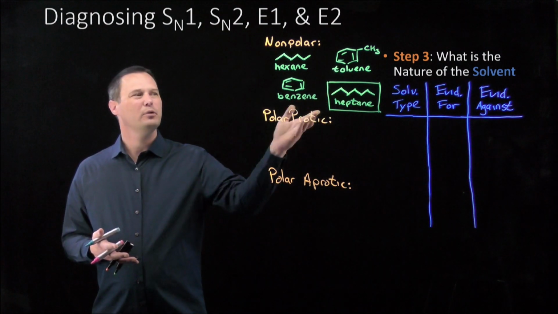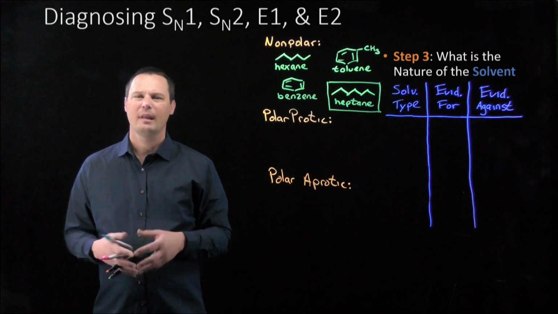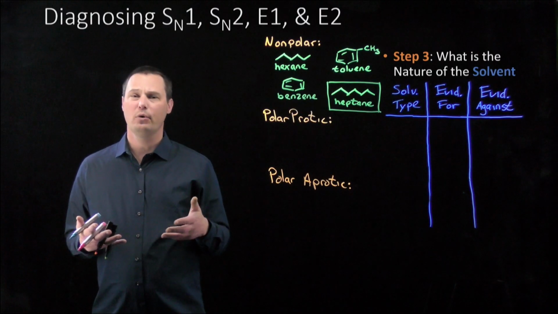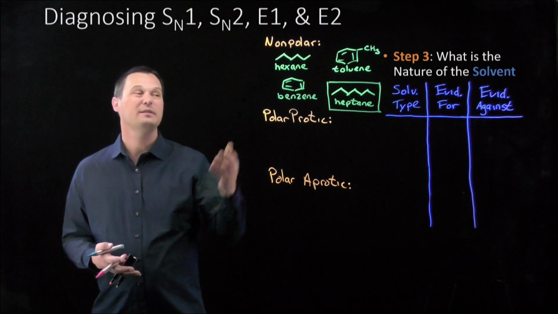We don't see non-polar solvents in this unit very often, and that's because they don't do a very good job dissolving our reagents. Our nucleophiles and electrophiles are typically polar or sometimes ionic salts, and they just don't dissolve in non-polar solvents very well. So we don't see these very often.